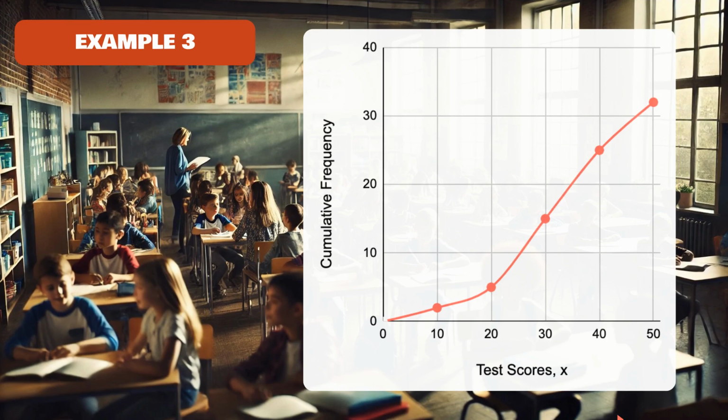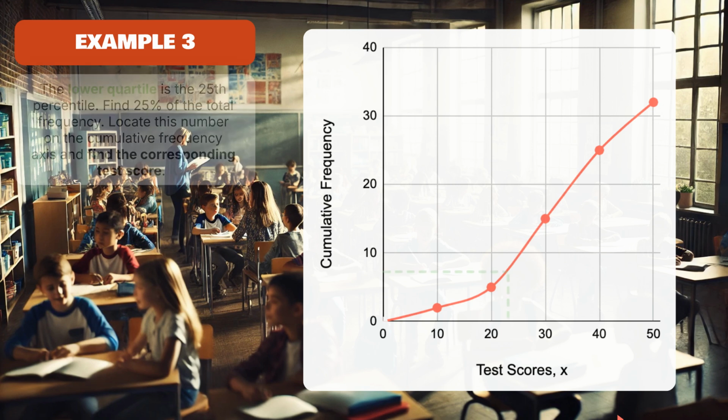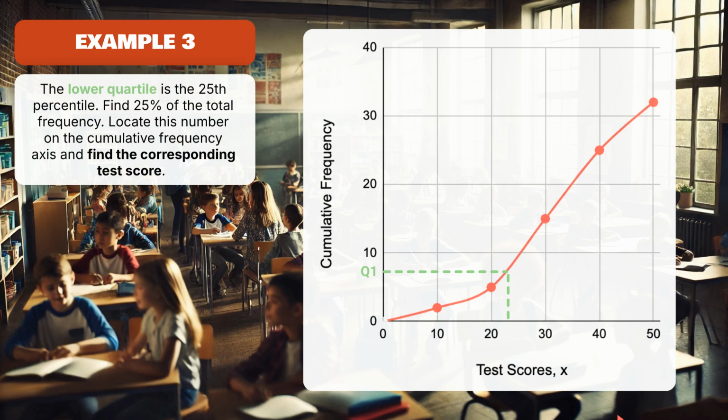Let's look at another example and find the lower quartile, median, and upper quartile using the cumulative frequency diagram. First, the lower quartile, which is known as Q1, is the 25th percentile. For 32 students, it is the 8th score. We find this by finding 25% of the total frequency, which we can do by dividing the total frequency by 4. Locate 8 on the cumulative frequency axis and read across to find the corresponding score, which is around 23.5.